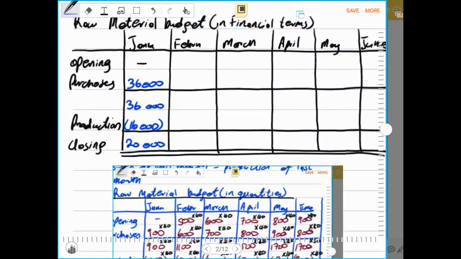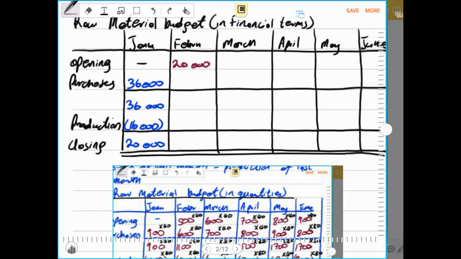Then closing becomes the opening, don't forget. Closing value of the material becomes opening value of the material. Then after we say 6 times, in other words, we could have said here 5 times by 40, and 5 times by 40 will be 20,000, which is the same 20,000 that we have recorded here. So now everything is still correct so far. So now we continue on that same note.